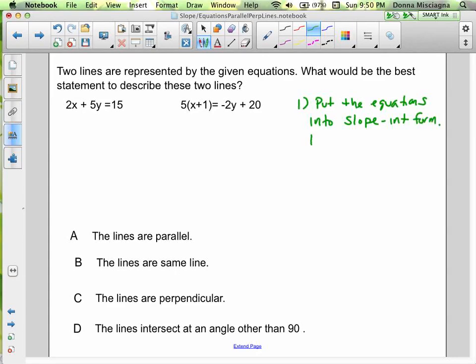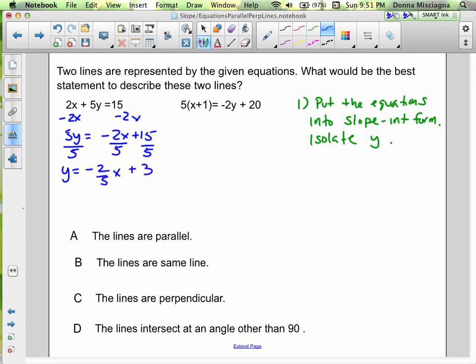So in other words, we have to isolate the y. I'm thinking y, and I wrote that instead of a t for isolate. Isolate y. Right, so let's look at our first equation here. We have 2x plus 5y equals 15. We're going to subtract 2x from both sides. So we have 5y equals negative 2x plus 15. Now to isolate y, all we have to do is divide everything by 5. So that would be y is equal to negative 2/5 x plus 3.